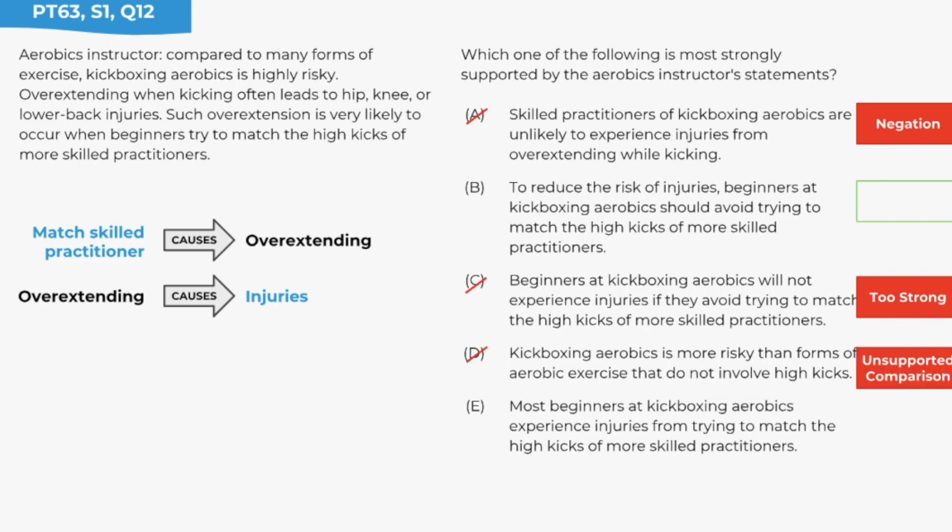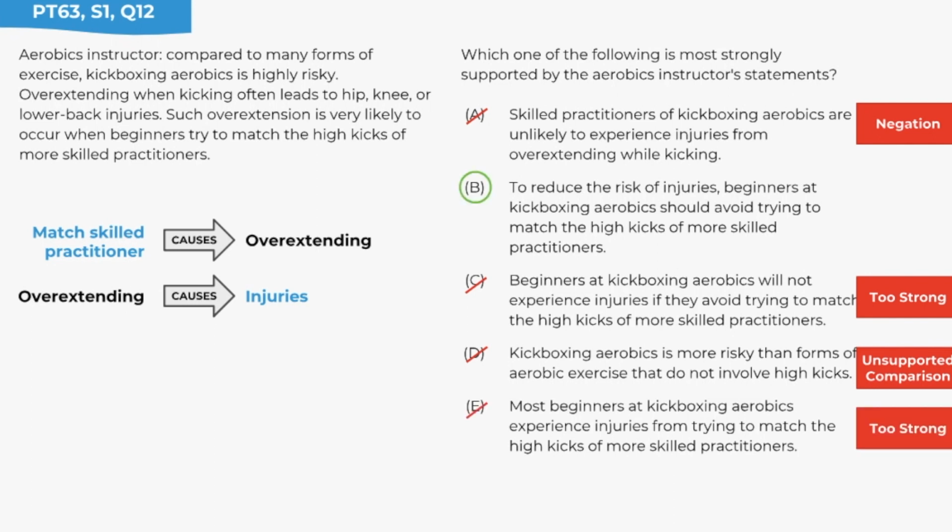Answer choice E says that most beginners at kickboxing aerobics experience injuries from trying to match the high kicks of more skilled practitioners. And while this can happen, do we know that most beginners experience these injuries? The degree in E is getting it in trouble, and it's simply too strong to reflect the statements that were provided in the stimulus. So that lets us choose answer choice B with confidence.